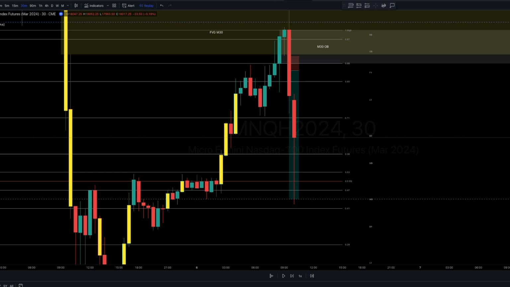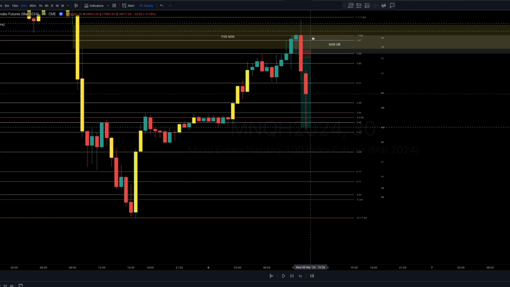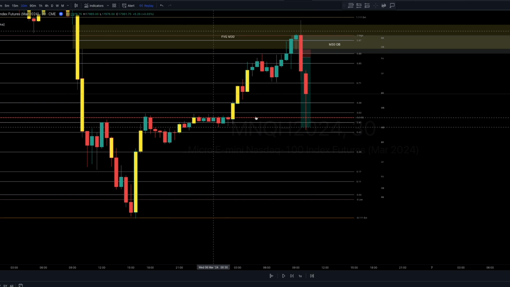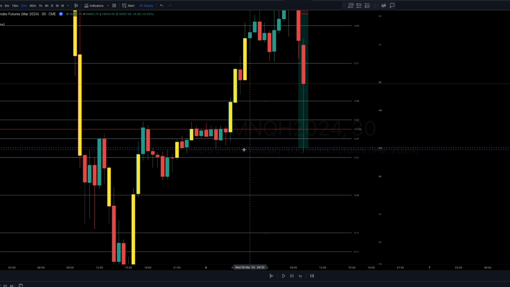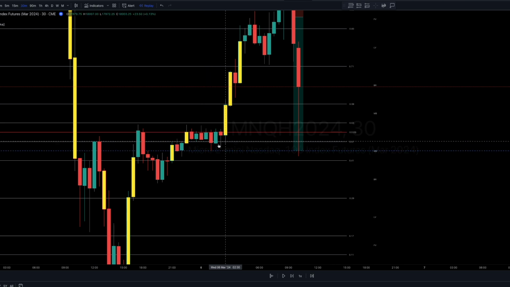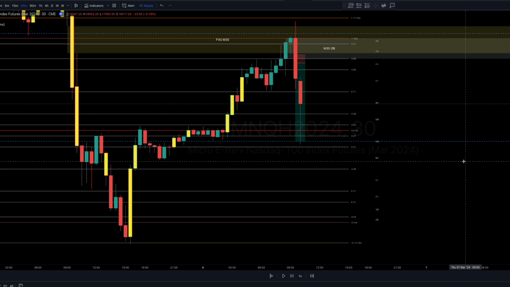Okay, because we know what the Goldbach levels are, right? Goldbach will tell us that this is the high of the dealing range, this is the low of the dealing range, the 50% mark is the equilibrium. Okay, so why did Michael TP here? Okay, this was the first set of liquidity in the discount. Okay, so the problem is Michael tells you to buy in a premium, sell in a discount. It doesn't tell you what the dealing range is though.